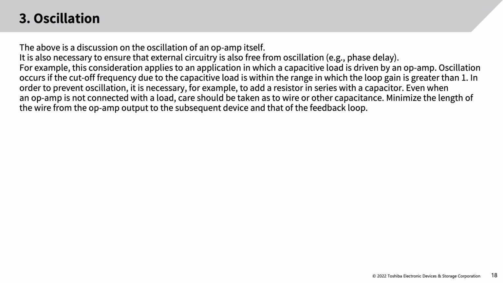For example, this consideration applies to an application in which a capacitive load is driven by an op-amp. Oscillation occurs if the cutoff frequency due to the capacitive load is within the range in which the loop gain is greater than 1. In order to prevent oscillation, it is necessary, for example, to add a resistor in series with the capacitor. Even when an op-amp is not connected with the load, care should be taken as to wire or other capacitance. Minimize the length of the wire from the op-amp output to the subsequent device and that of the feedback loop.